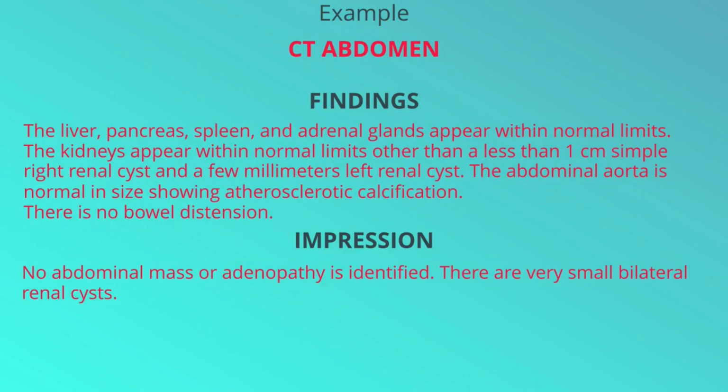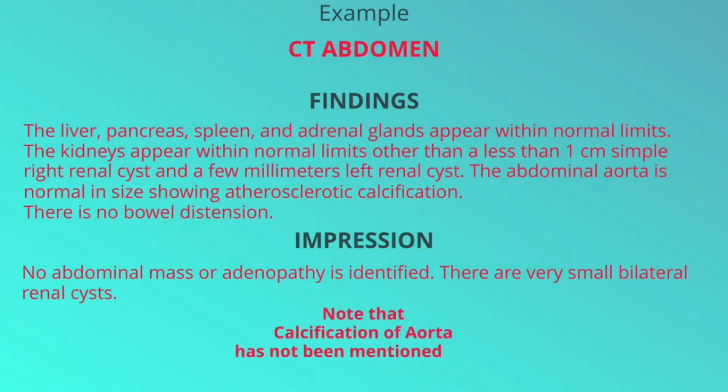Impression. No abdominal mass or adenopathy is identified. There are very small bilateral renal cysts. Suppose the healthcare provider just read the impression. In that case, he will not document the MRA diagnosis, the atherosclerosis of abdominal aorta, missing the opportunity to increase the risk adjustment factor score and the reimbursement for his medical practice.